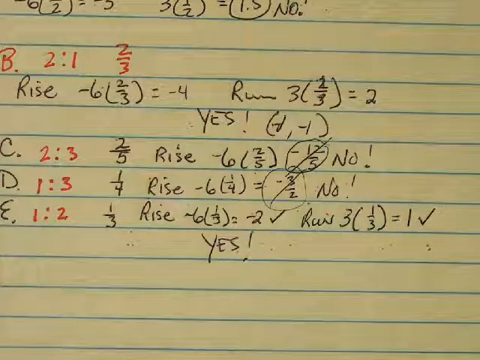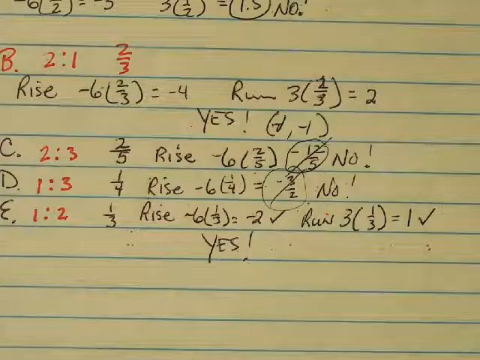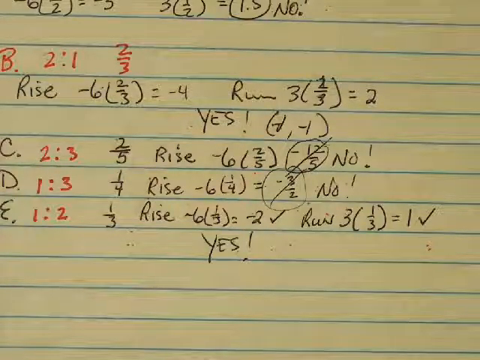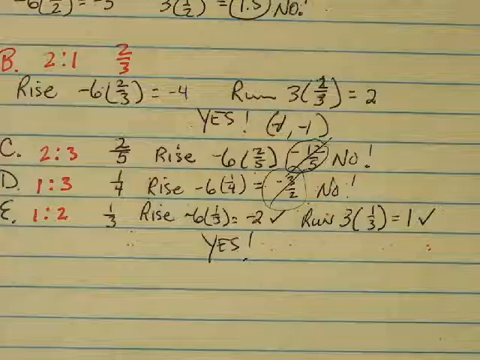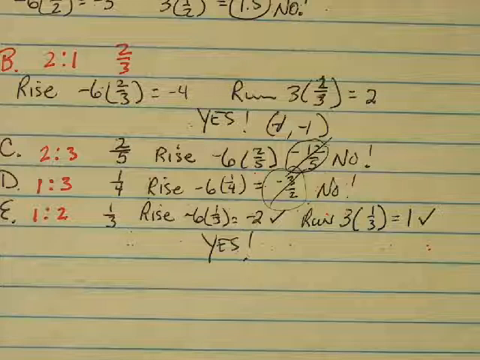All right, I just went through all three. If you haven't done them yet, take a look and see. C is a no, D is a no, and E is a yes. Check your fraction work. If you need to use your calculator, that's okay.